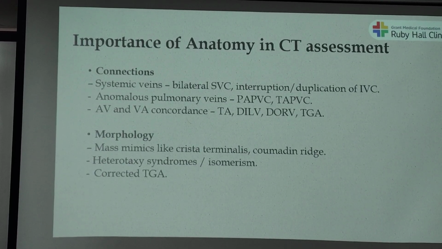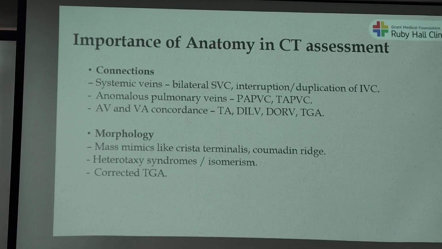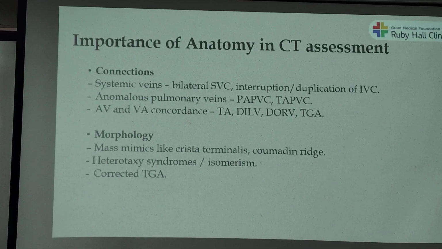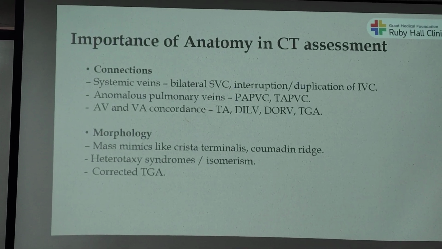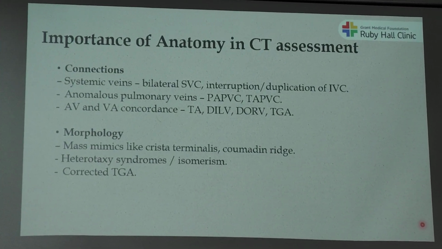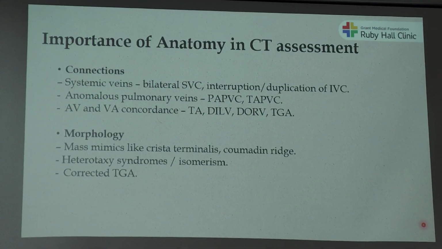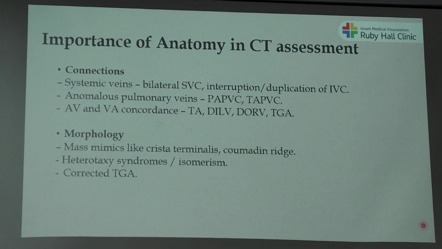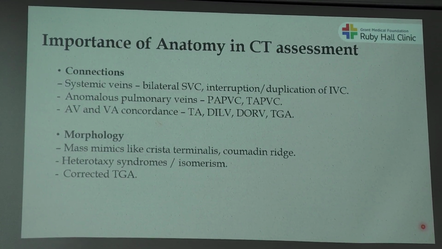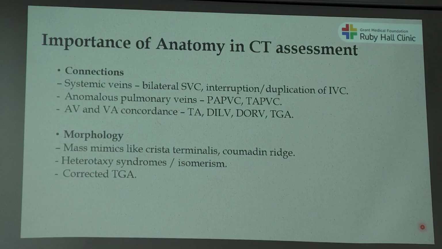The other form is corrected TGA. So what is corrected TGA? I'll just take 1 minute on this. As you have understood the AV and VA concordance, right? Okay, let's look at the AV discordant. What is AV discordant? If your right atrium is connected to left ventricle, and the left atrium connected to the right ventricle. In corrected TGA, the AV discordance is there, as well as there is a VA discordance.